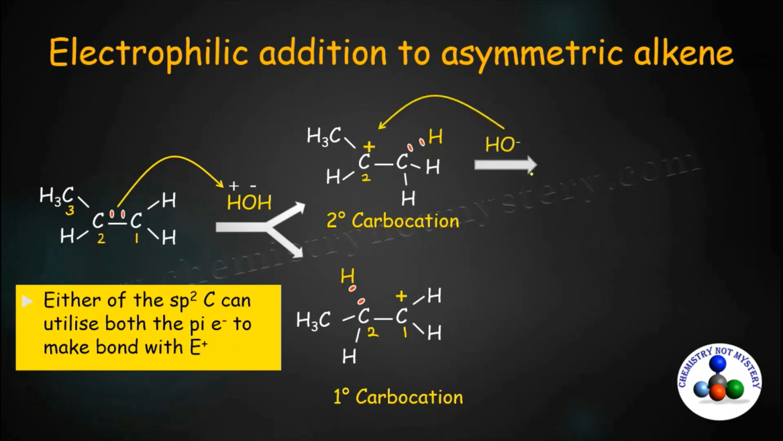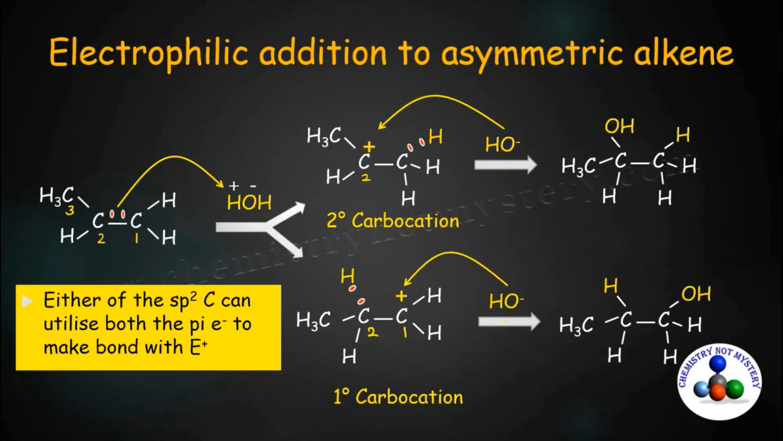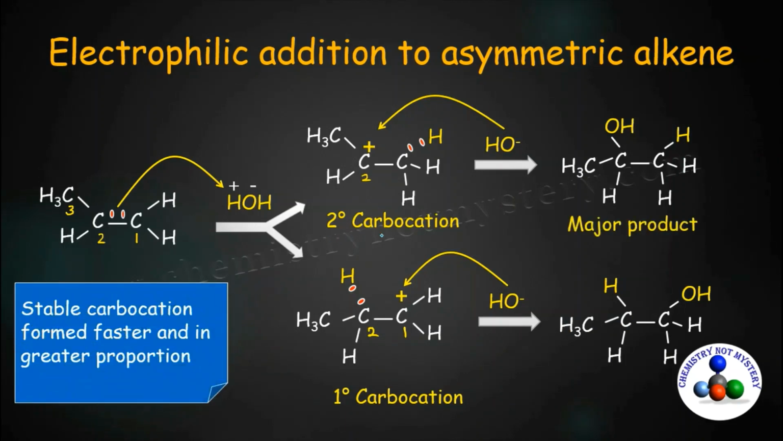Now the nucleophile will get attached to the formed carbocation, and as a result of it, 2-propanol will be formed. And when the nucleophile gets attached to the primary carbocation, 1-propanol will be formed. And we just have discussed that stable carbocation forms in major proportion. So that's why secondary carbocation will lead to the major product. So 2-propanol will be the major product and 1-propanol will be the minor product of this reaction.